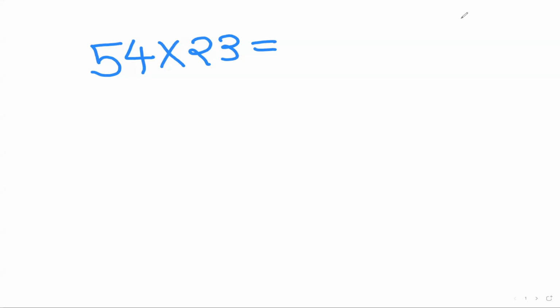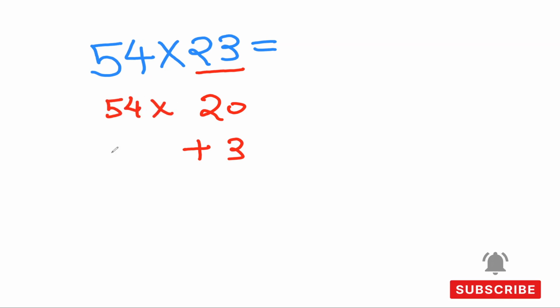So if I want to do 54 times 23, what I'm going to do is split one of the numbers as addition. I can think about any number which is more convenient. In our case, 23 will be easier to split into 20 plus 3. So I'll be splitting 23 as 20 plus 3, and the second number I'll keep as it is. So 54 times 20 and 54 times 3.